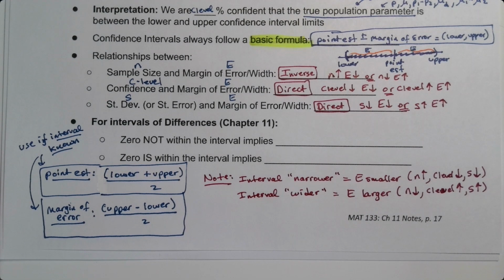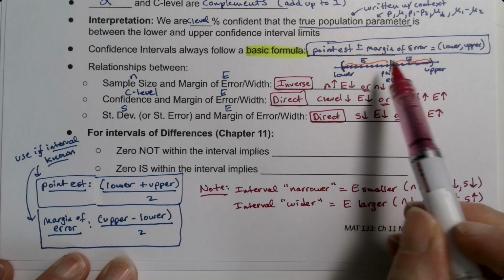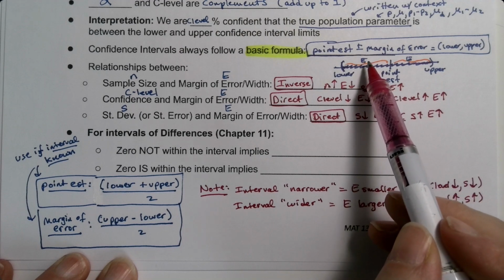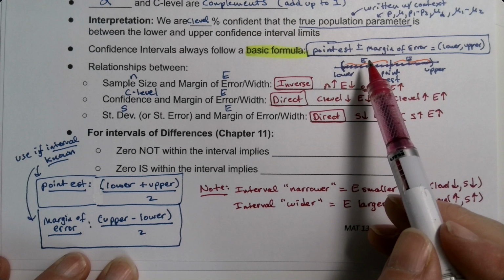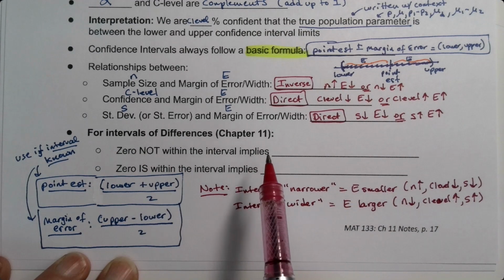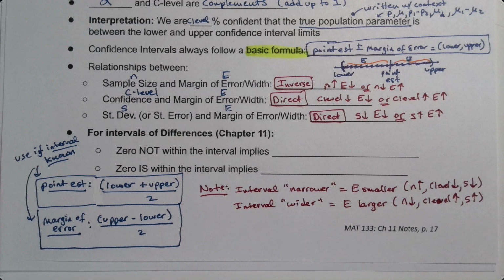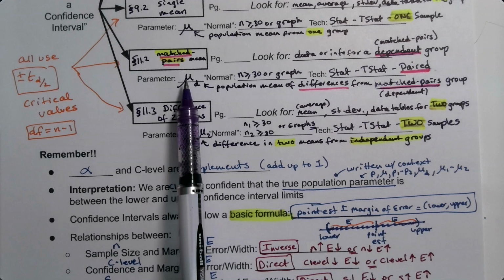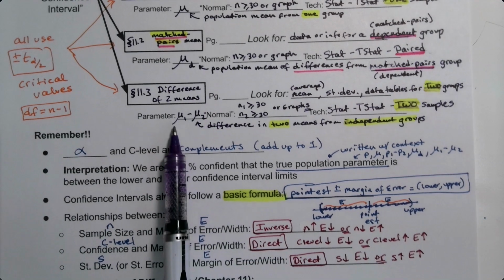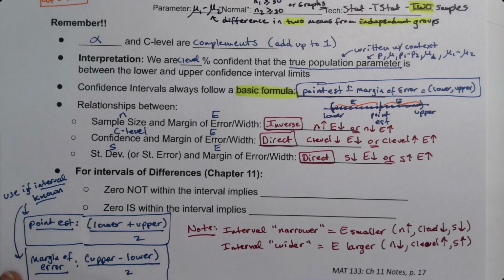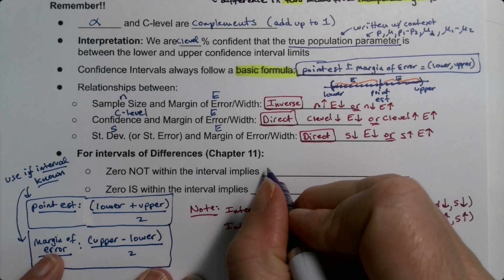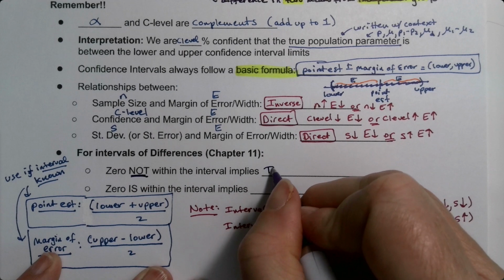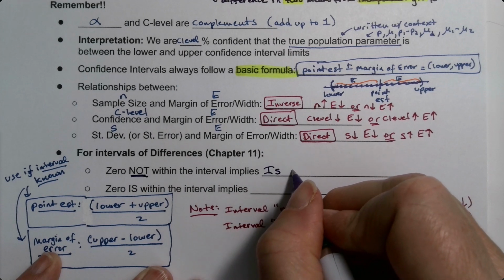All right, last piece. And this is something specifically from chapter 11 that we've learned, which is that when you have your interval, your lower to upper here, if 0 is in the interval, that means there is not a significant difference. And if 0 is not in the interval, that implies that there is a significant difference. And if you're thinking difference in what, well, it would be difference in proportions, the mean of the differences, or the difference in the means. So it depends. So for our purposes, we'll just say when 0 is not in the interval, there is a significant difference.